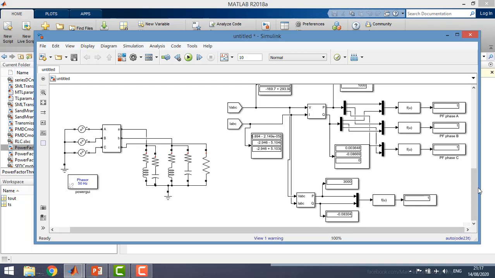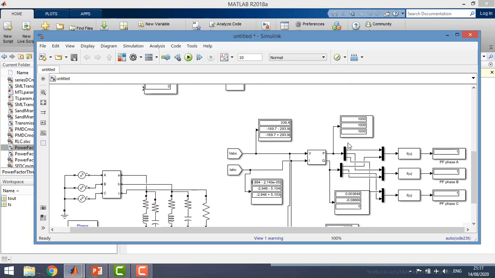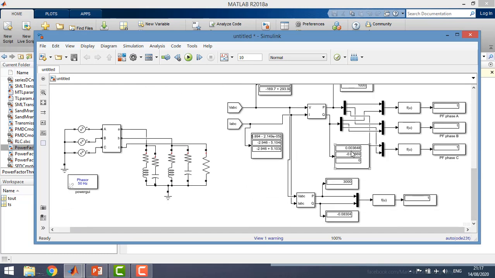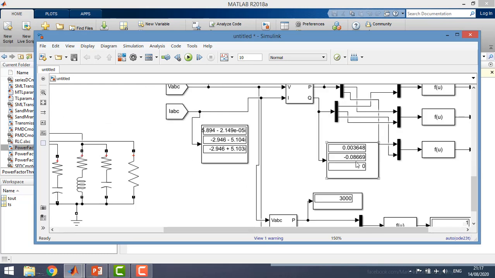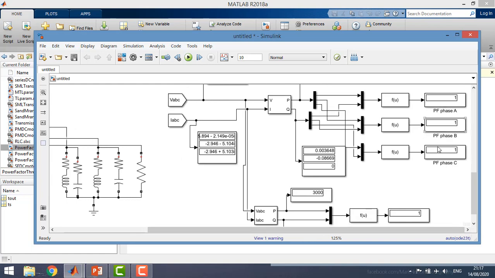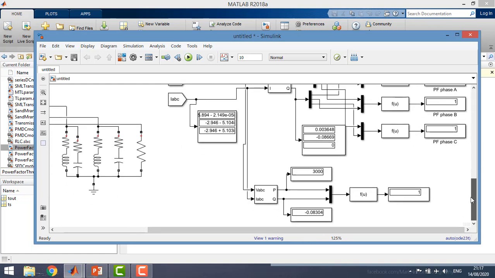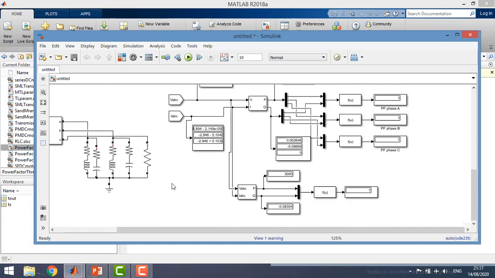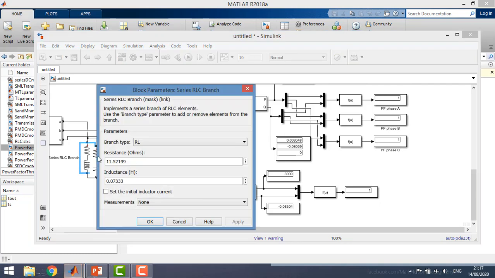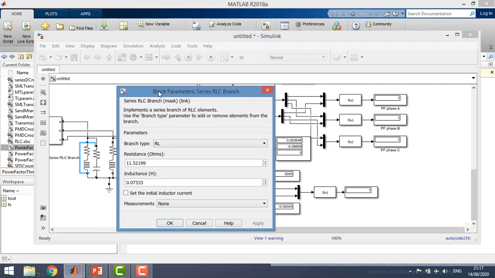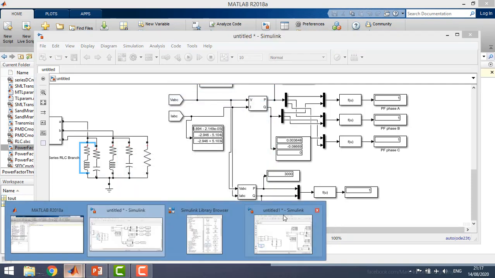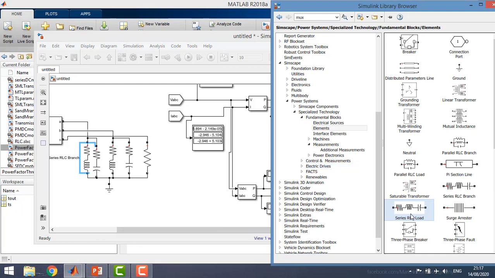Now we can see that the active power hasn't been affected. However, the reactive power is almost gone to 0. The power factor is corrected to 1. And the total reactive power of the circuit is almost 0 as well. I've mentioned that we have two choices. It's either using the RLC branch or having the RLC load.